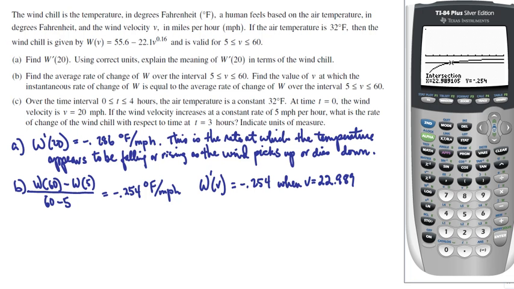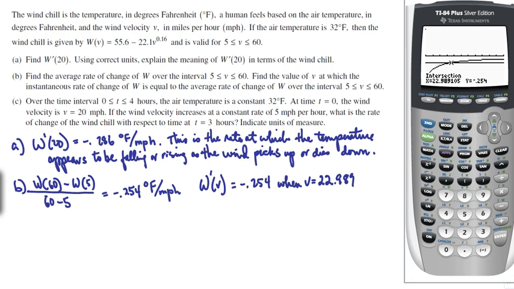For part C, over the time interval from t equals 0 to 4 hours, the air temperature is a constant 32 degrees. Then at time t equals 0, the wind velocity is v equals 20 miles per hour. And if the wind velocity increases at a constant rate of 5 miles per hour, what is the rate of change of the wind chill with respect to time at t equals 3 hours? And indicate units of measure.